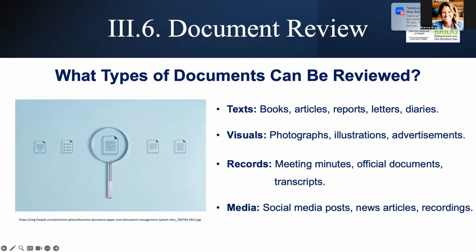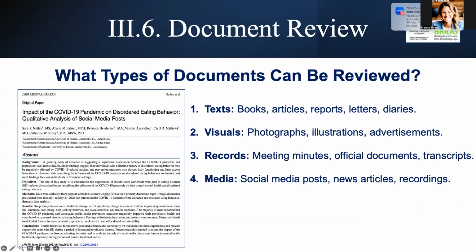What types of documents can be reviewed? We can review texts, so this might be books, articles, reports, letters, diaries; visuals, so this might include photographs like those stories of New York, illustrations, advertisements; records, so meeting minutes, official documents, transcripts; media, so social media posts, news articles, or recordings. And here's an example I pulled from the literature.